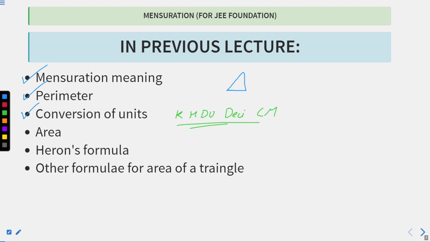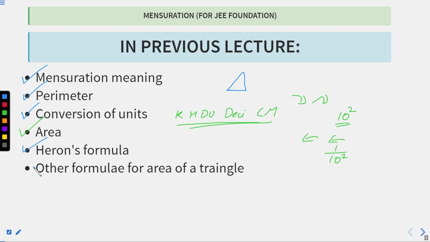So kilo, hecto, deca, unit, deci, centi and milli. If you move to the right, you multiply by that much power of 10. So if you move 2 steps to the right, you multiply by 10 to the power 2. If you move left 2 steps, that means you are dividing the term by 10 to the power 2, that is 100. We talked about area and the different formulas for different types of triangles.